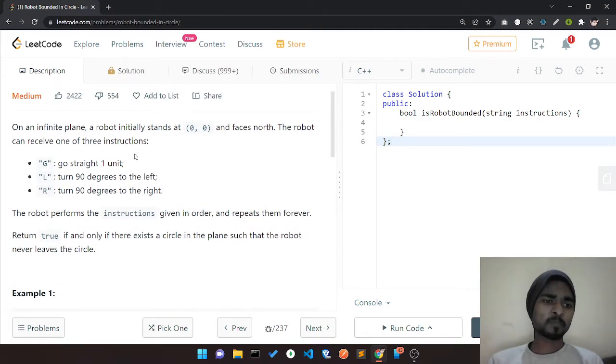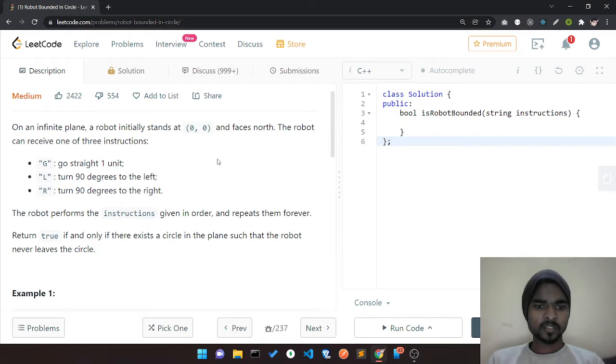On an infinite plane, a robot initially stands at the position 0, 0 and faces north, and the robot can receive one of three instructions. G means go straight 1 unit. L means turn 90 degrees to the left.